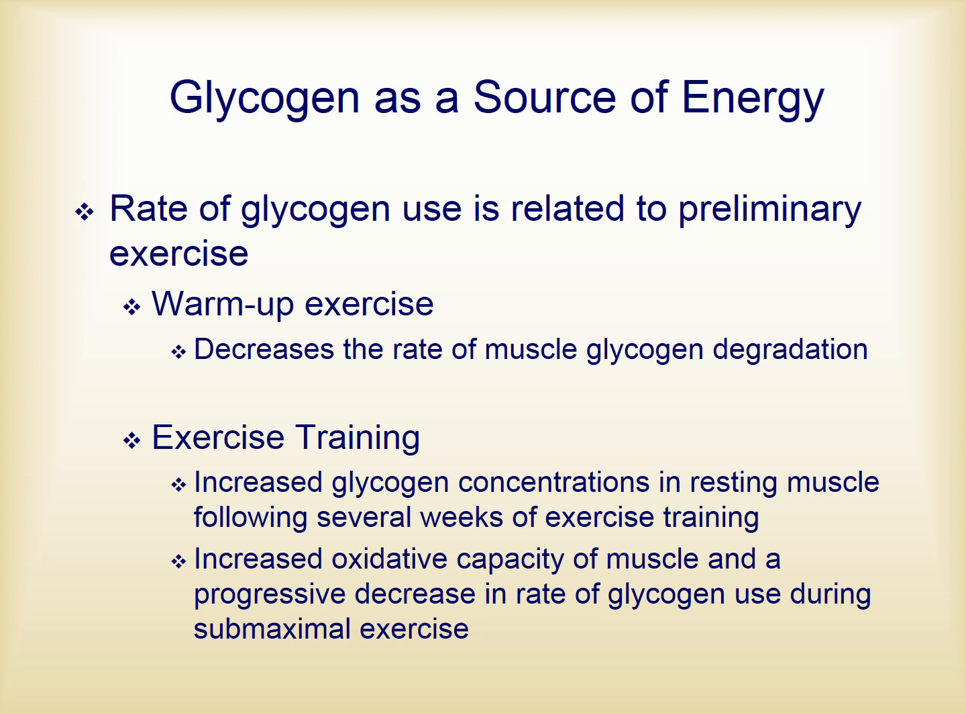Exercise training results in increased concentrations of glycogen in resting muscles after several weeks of exercise training. It also results in increased oxidative capacity of muscle and a progressive decrease in the rate of glycogen use during submaximal exercise. So there are a lot of good reasons why we want to have our horses train. When we have oxidative capacity of muscle increase, that means we have more blood flow to the muscle, and that means hopefully the horse can work in a more aerobic condition, and more ATP can be derived from each glucose molecule that's used.